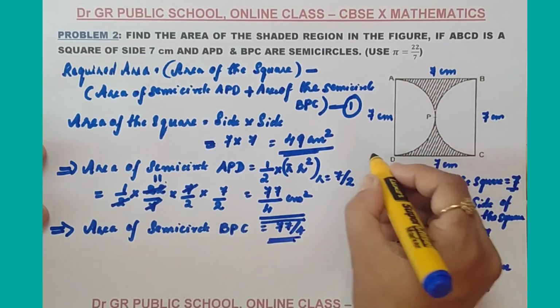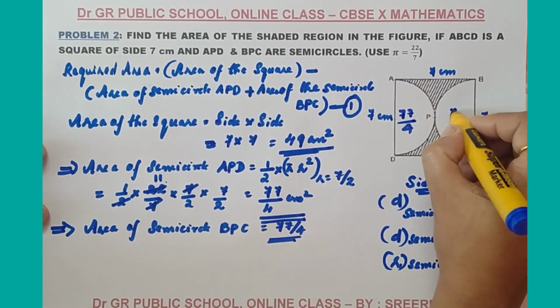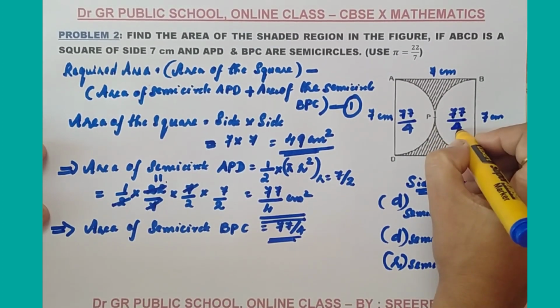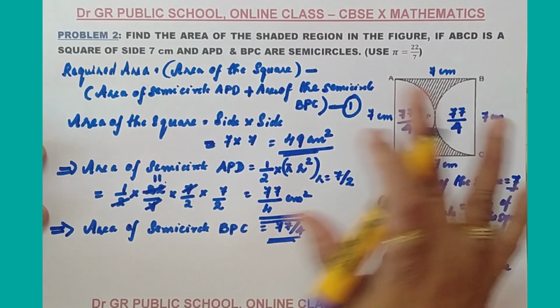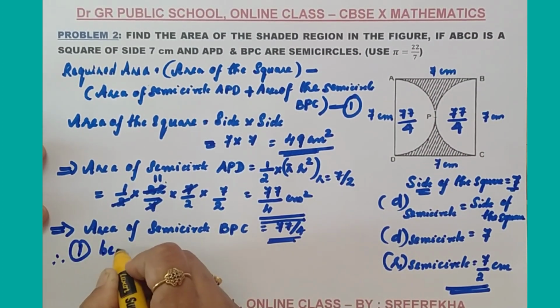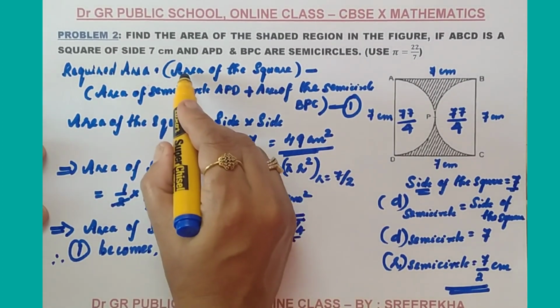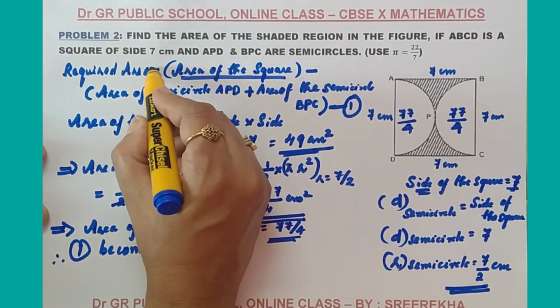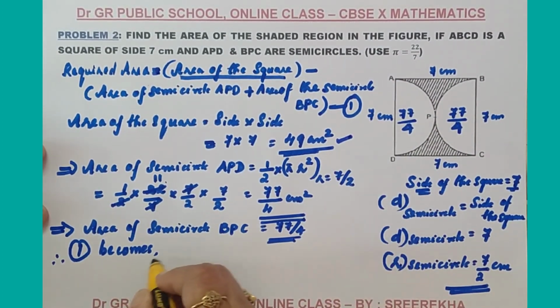So APD semicircle area is 77 by 4. The same area for BPC also, 77 by 4. So from the full area we need to subtract these two 77 by 4. Therefore equation 1 becomes, where we substitute the values. What is the area of the square? Area of the square obtained to us is 49.